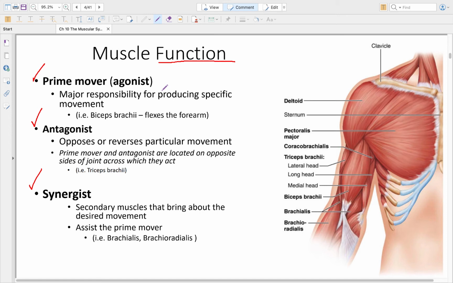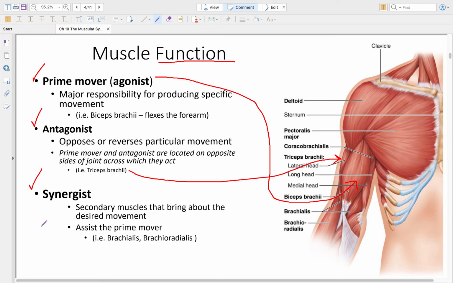Okay, now in this example, our prime mover would be our Bicep Brachii, okay, which brings about the flexion of the arm. The antagonistic muscle is responsible for the reverse. It's responsible for opposing or reversing a particular movement, and typically the prime mover and the antagonist are on opposite locations of a joint, which is true in this case as well, because the antagonist in this situation is the Tricep Brachii, which is on the other side of the arm.